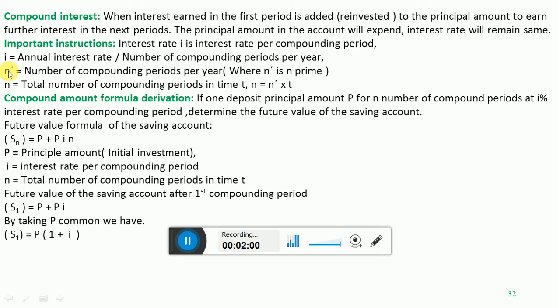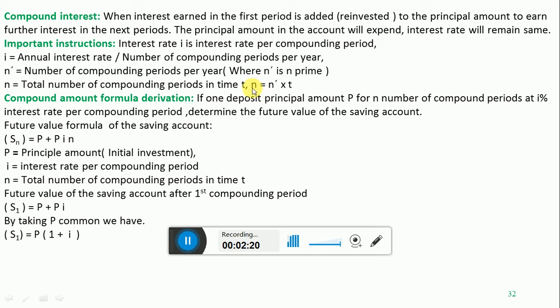N prime, N and this dash represents prime. What is N prime? N prime is the number of compounding periods per year. What is N? N represents the total number of compounding periods in time T.